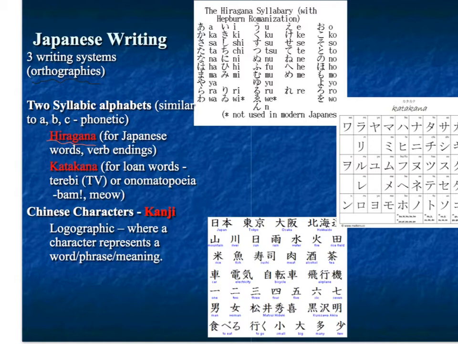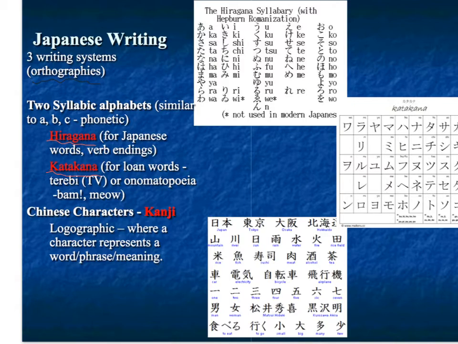And then the second syllabary is katakana. Katakana is used for loan words, things like terebi, or onomatopoeia, things like bam or meow, which are just animal sounds and sounds of like knock knock and whatnot. And then there are Chinese characters, that's kanji. Chinese characters are logographic, where each character represents basically a word, a phrase, or a meaning.